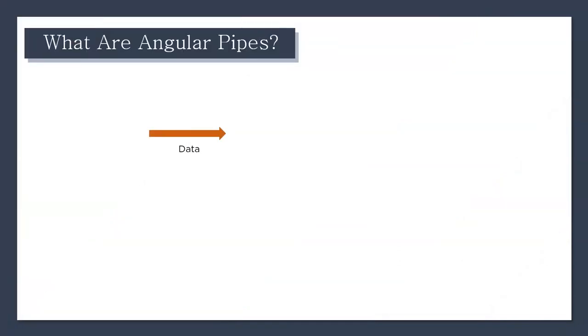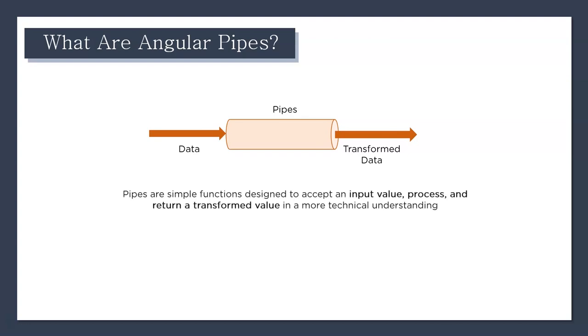Now, as mentioned earlier, pipes transform data. You can think of this as makeup rooms where you can beautify the data into a more desirable format. They also do not alter the data but change how it appears. So pipes are simple functions that accept an input value, process it, and return a transformed value. Angular supports several built-in pipes. We'll learn about them in the coming section. However, you can also create custom pipes.